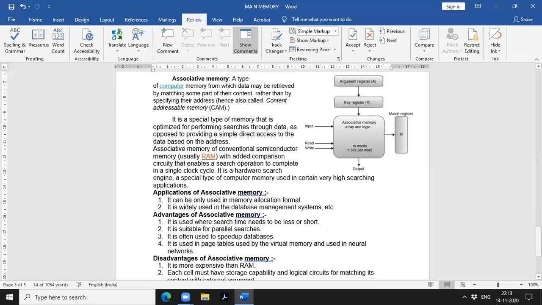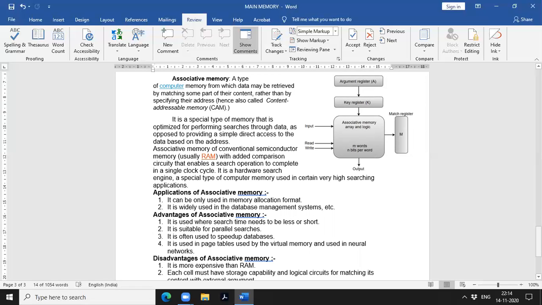So next we will see associative memory. This associative memory is somewhat different when compared to primary memory and secondary memory. Instead of retrieving data with the help of addresses, it is content addressable memory. For example, take our human brain. In the human brain we are not storing data in an addressable manner. Instead, we are storing the data in a content manner.